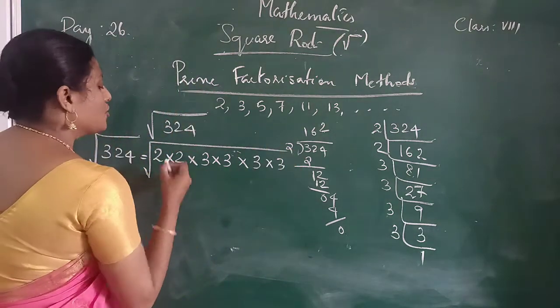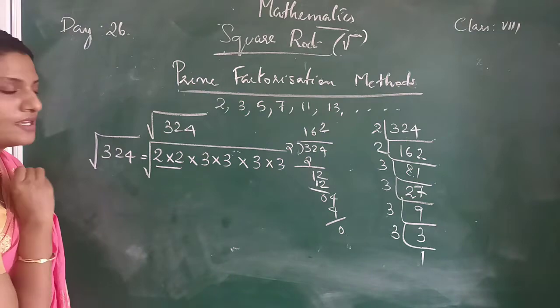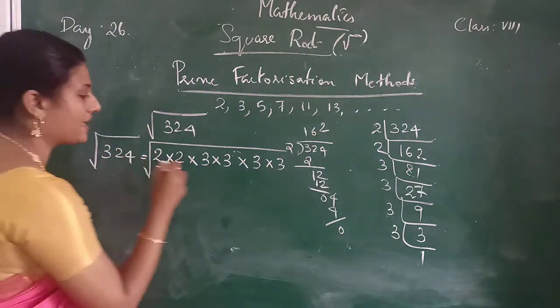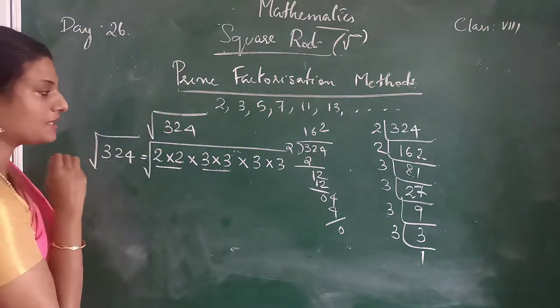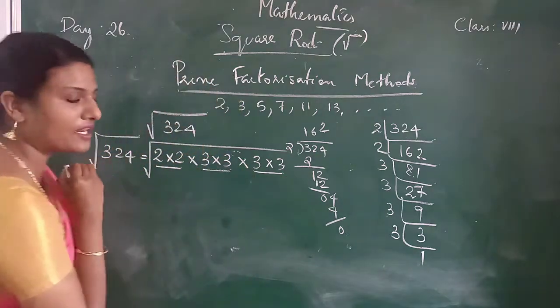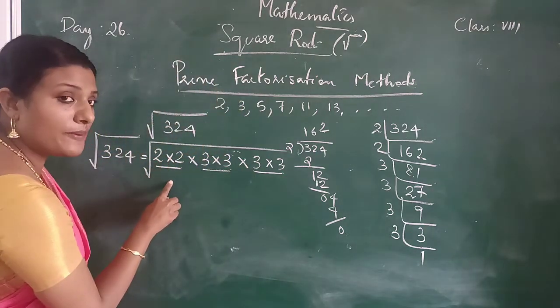Next, you have to pair the numbers. 2, 2. This is a pair. 3, 3. Make it a pair. Same numbers you have to pair.